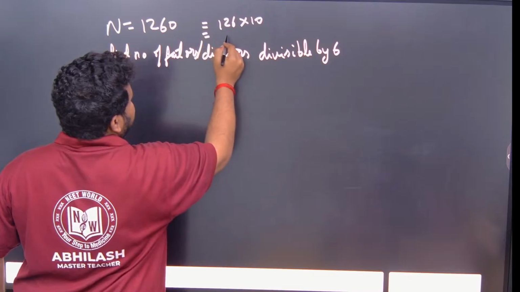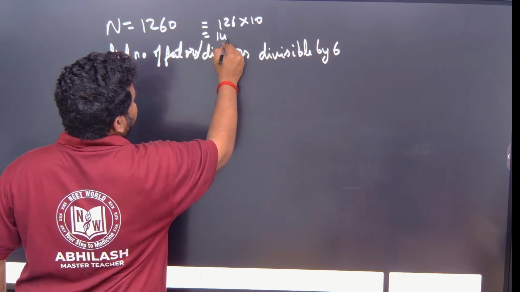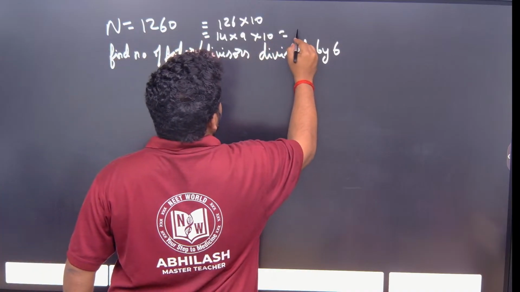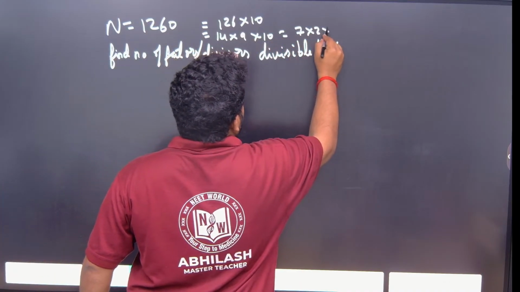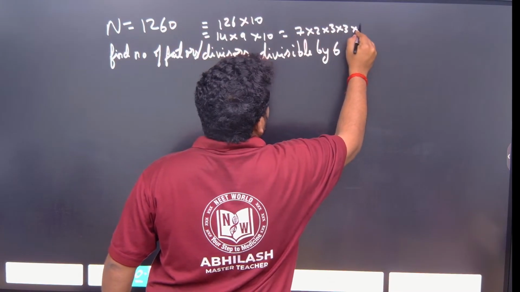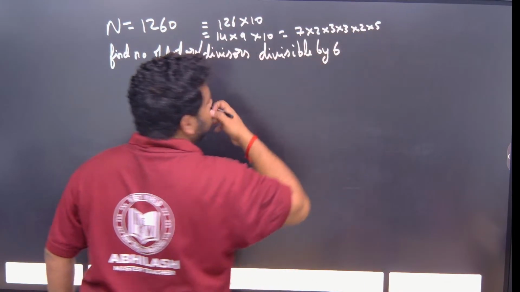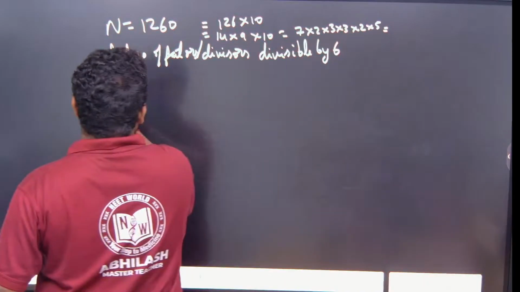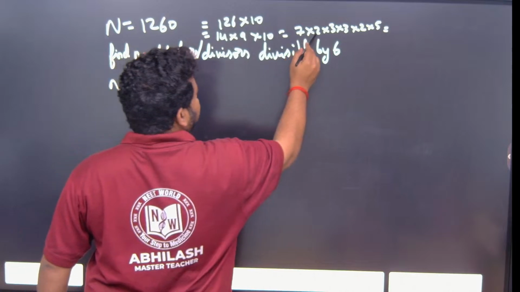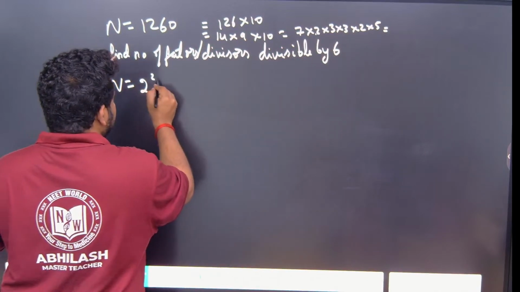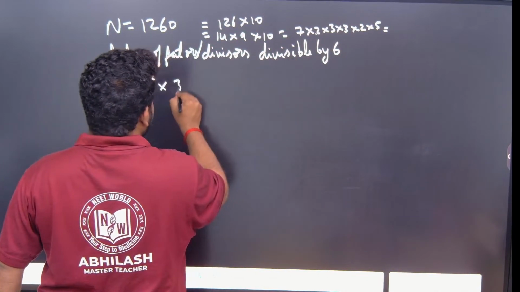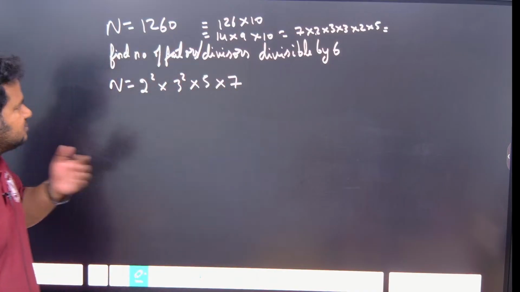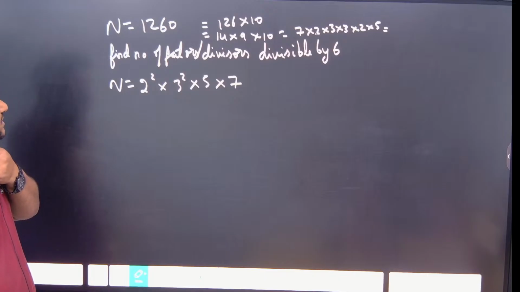So 1260 I can write as 14 into 9 into 10. This further I can write as 7 into 2, 3 into 3, 2 into 5. Correct? So this n I can write as 2 square, 3 square, into 5 into 7. Now find the number of factors divisible by 6.